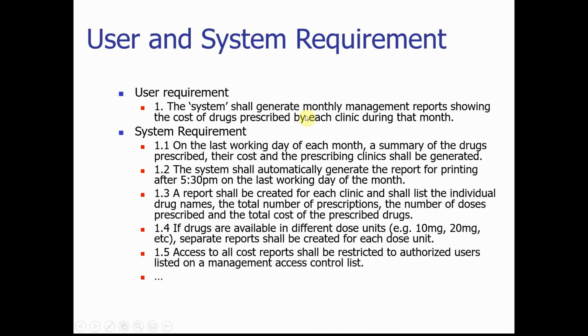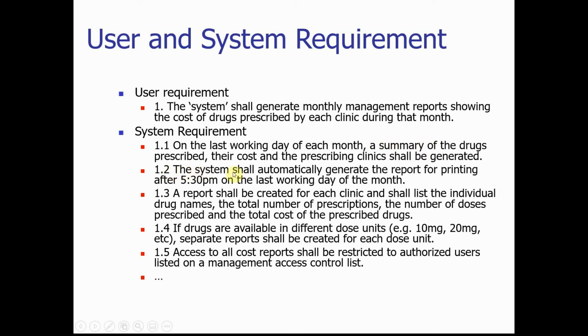So you see that with this user requirement, we know generally what the user is trying to do, but we don't know the detail. The system requirement will dig into the detail of what the user really wants. Here, from this one user requirement, we have more than five system requirements. Requirement 1.1: the last working day of each month. So to be more specific, the monthly report is generated on the last working day of each month. A summary of drugs prescribed, their cost, and the prescribing clinic should be generated. So this contains the content of the summary.